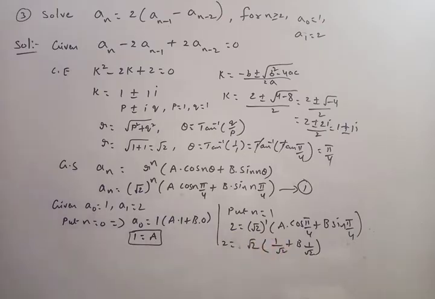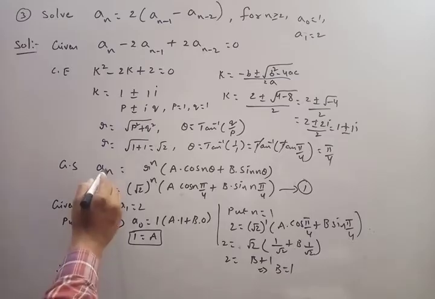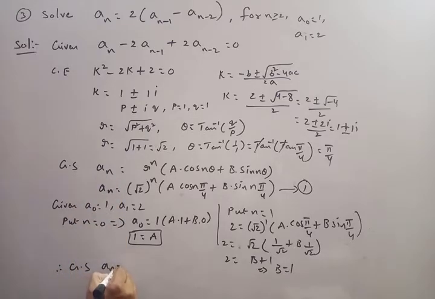So root 2 is the LCM, and root 2 gets cancelled here. So what I get here? b plus 1, so 1 will come this side. So b is equal to 1. I got a is equal to 1 and b is equal to 1. So therefore our general solution is: an is equal to root 2 power n, a is 1, cos n pi by 4, plus b is also 1, sin n pi by 4. Understand? Like that you have to solve these recurrence relations.